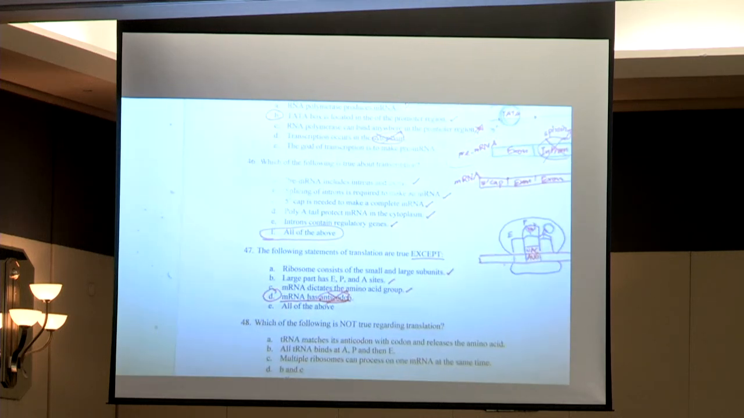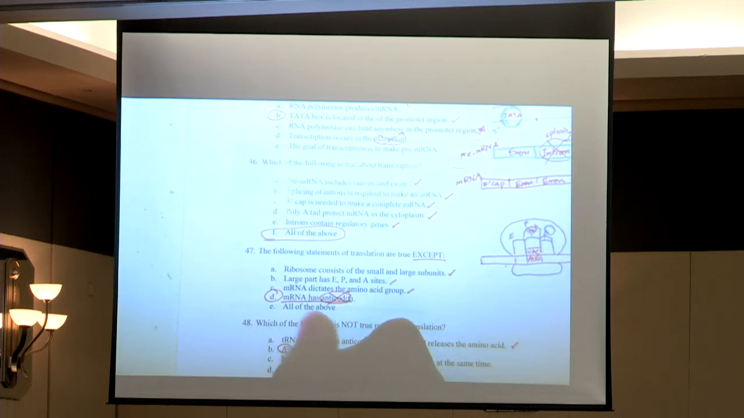Number 48. Which of the following is not true regarding translation? A tRNA matches its anticodon with the codon and releases the amino acid. Is that correct? Right? All tRNA bind at A, P, and then E site. Is that correct? Where does the first one bind to? P, right? So that means the first one doesn't bind to the A site. So this one is wrong. Okay? So not all, most of them.